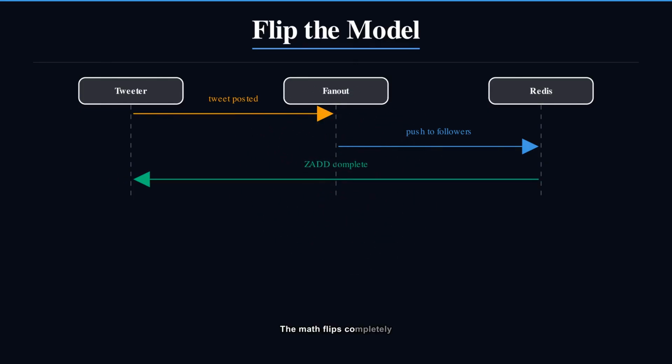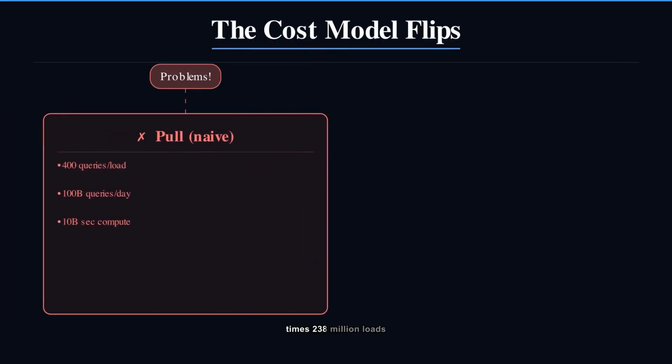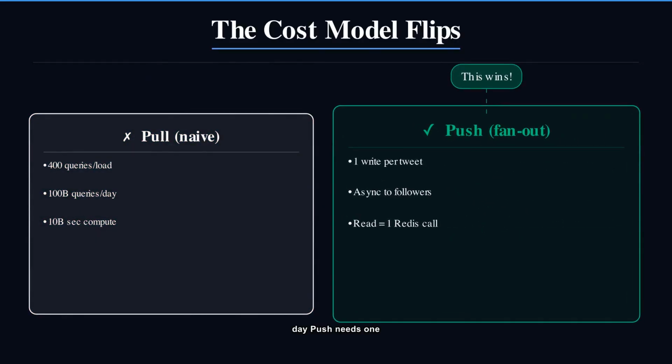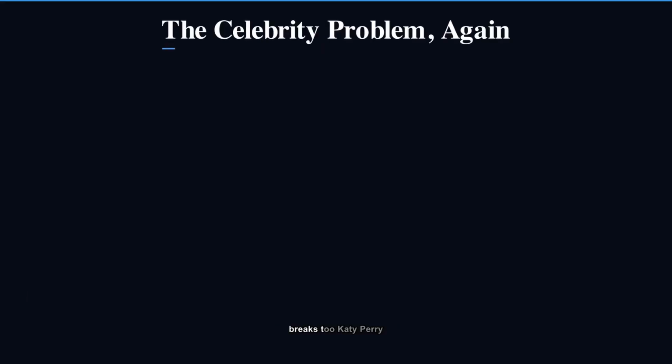The math flips completely. Pull needed 400 queries times 238 million loads, 100 billion queries a day. Push needs one write per tweet, delivered once, read forever after. Reads become a single Redis lookup, microseconds, not milliseconds. But pure push breaks too.